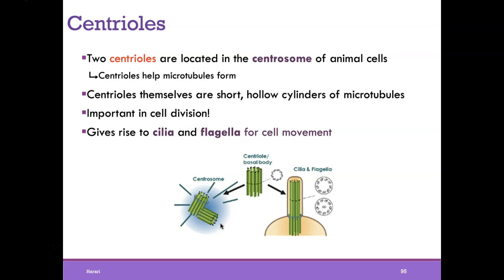So centrioles help form microtubules. Anything regarding microtubules, right, relies on centrioles. So cilia and flagella rely on centrioles.